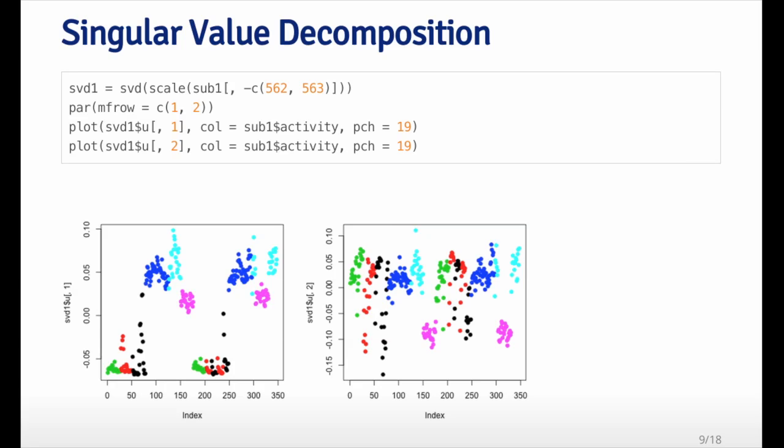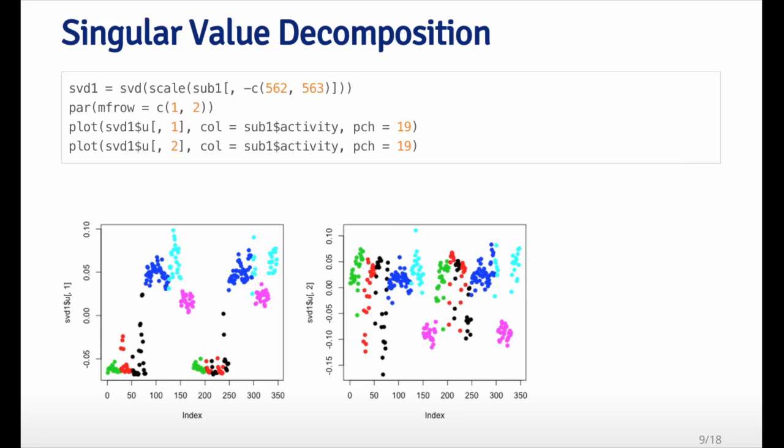We can try a little singular value decomposition on this data just to explore what's going on. Now, before I do the SVD, I'm going to do it on the entire matrix, which is 560-some columns. But I'm going to remove the last two because the last two columns are just the activity identifier and the subject identifier, which are not really interesting data. So I get rid of columns 562 and 563, and then I run the SVD on the data. I'll take a look at the first and the second left singular vectors and color code them by activity.